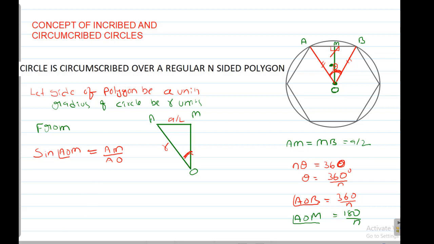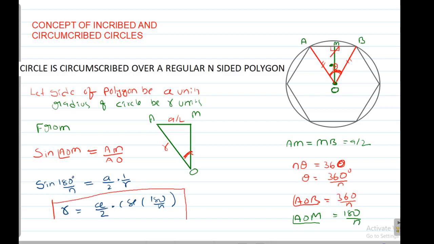In other words I can say sine of 180 degrees by n is equal to AM, which is a by 2, by AO, which is R. I can write 1 by R. So I want R equal to a by 2 into cosec 180 degrees by n. So this is the relationship between the radius of the circle and the side of the n-sided polygon. You should remember this: R equals a by 2 into cosec 180 by n.